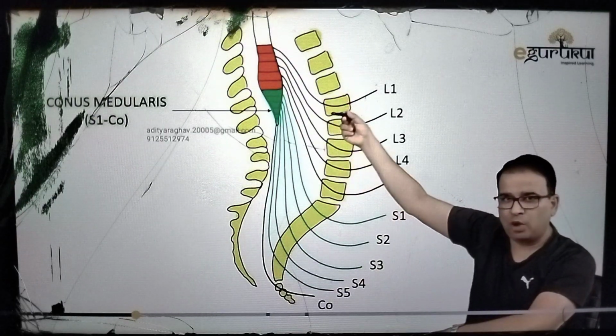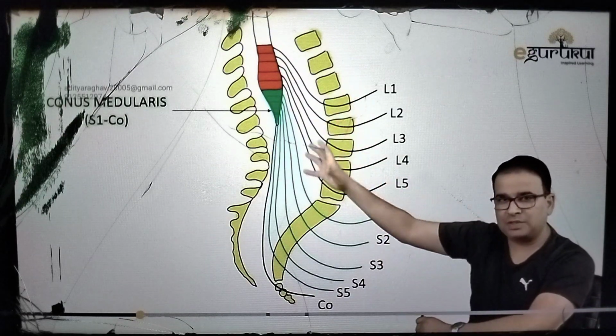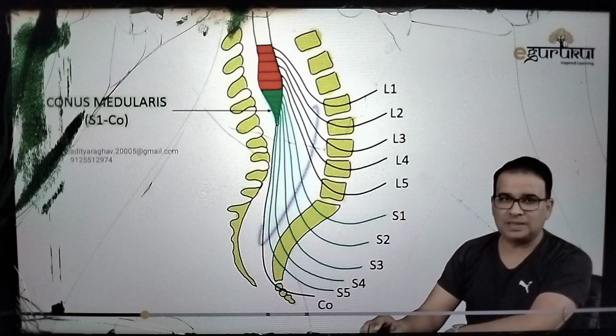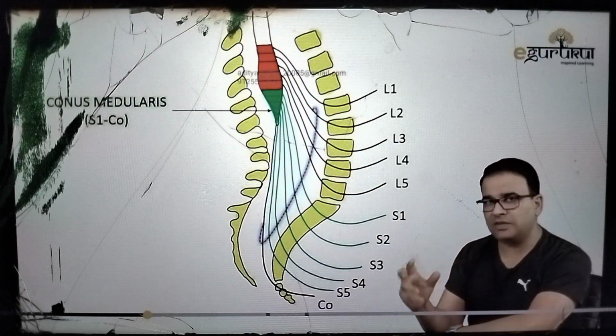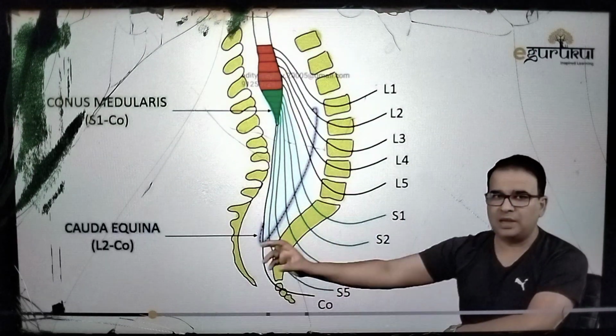And below the lower border of L1, when you look at all the nerves below L1 here, all these nerves are present below the spinal cord, and they have to come out from the respective intervertebral foramen. So they form a horse tail-like structure, and that is what we call the cauda equina. When we talk about the segments or nerves related to cauda equina, it is from L2 till the coccygeal. So cauda equina is about L2 to coccygeal.